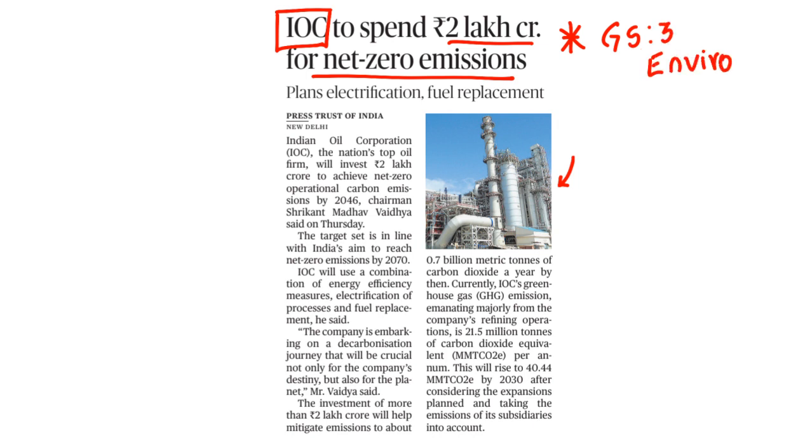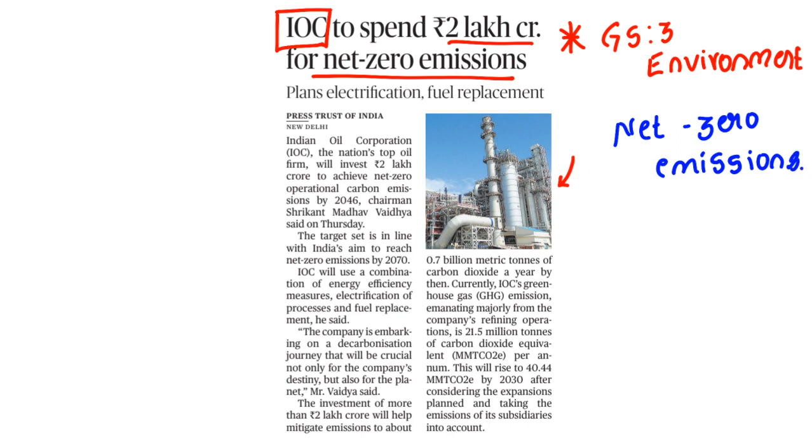Clear? Environment. Then see, here the article mentions the company is going to spend 2 lakh crore for net zero emissions. First of all, you have to know the meaning of net zero emissions. Does it mean that they are not going to produce any emissions? Then first of all, you have to know what emissions are. What are the emissions? Emissions are undissolved or suspended particles that a company releases into the atmosphere, causing global warming.